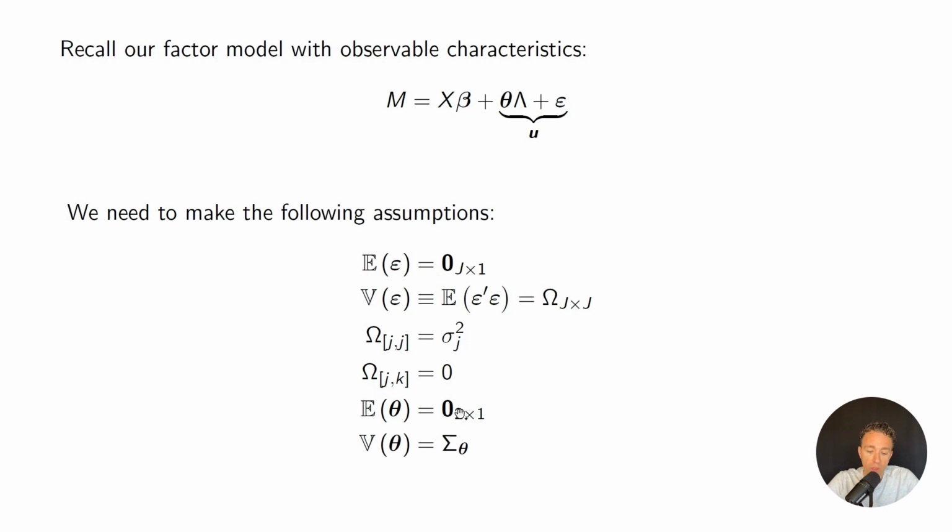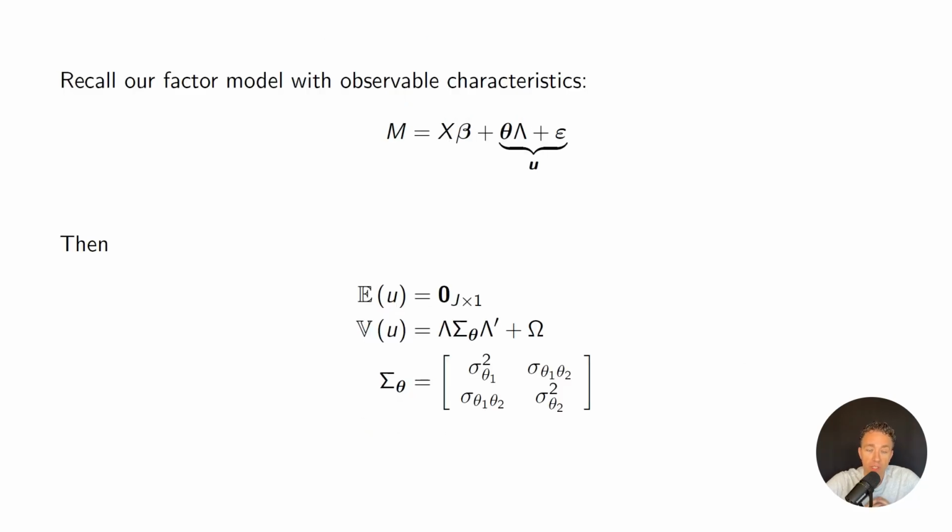So we're going to assume that we have a two-dimensional factor model so that k equals 2. And then we're also going to have a variance covariance matrix of the factor, which in this case, we're going to denote as capital sigma sub theta, and that's going to be a 2 by 2 matrix.